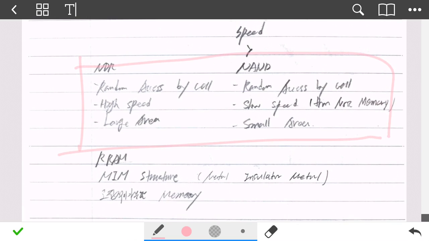And we learned about RRAM, MRAM, or VRAM, and STT-MRAM.